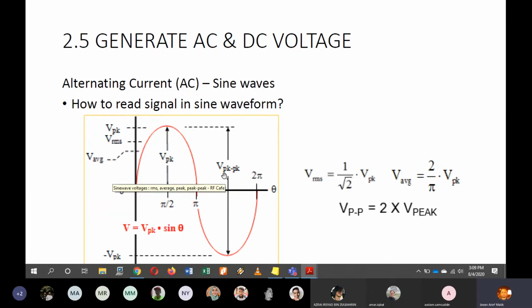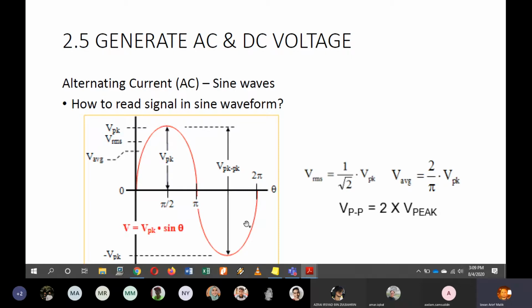So let's say the V peak is 10 volt. Your V peak to peak will be 10 added up with another 10 from the negative part, so you'll get 20 volt. Alright, so that is V peak to peak. And then we have our V average. V average is basically you divide your V peak by 2, the average value of your V peak. So for 10 volt of V peak, the average is 5 volt.